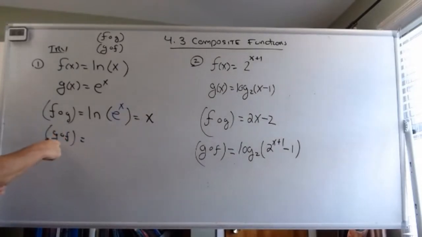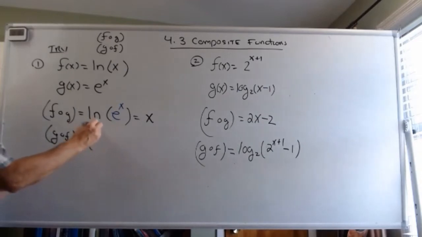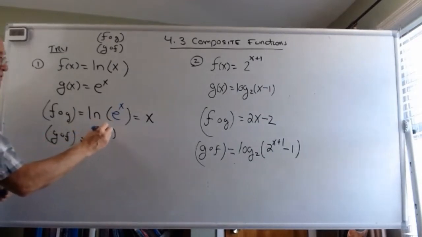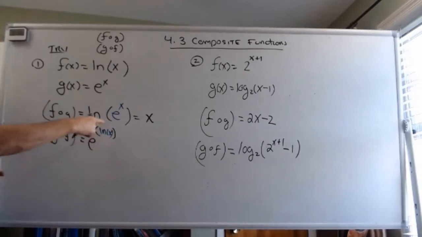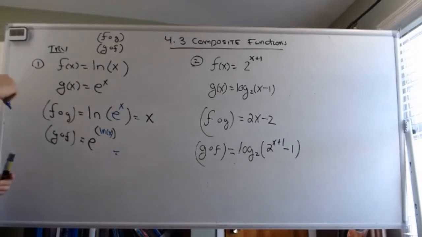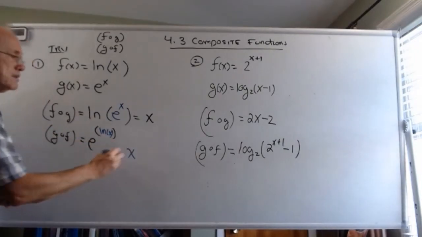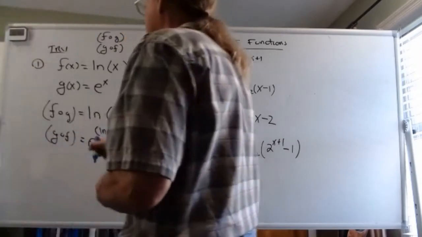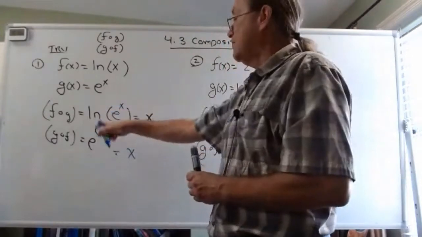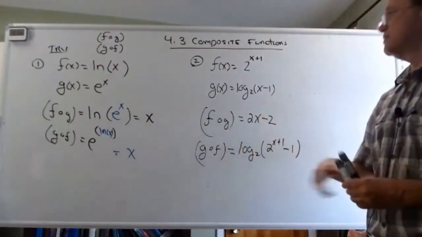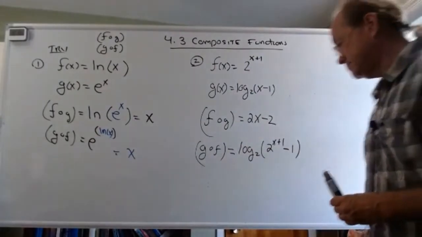Flipping it the other way, I have my g is e to some input. Well, my input now is the natural log of x. They are also inverse functions of each other, so they cancel out. Just like taking the square of a square root and the square root of a square, both of them give me back x. These are the properties of the logs and the exponentials, provided they're the same base. Since you had a question with that one, let me go through this one as well.